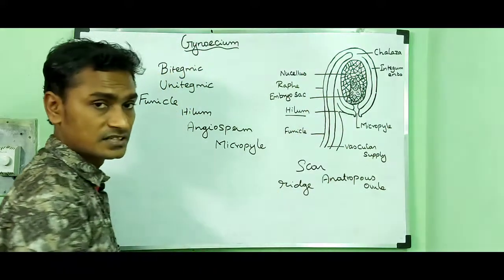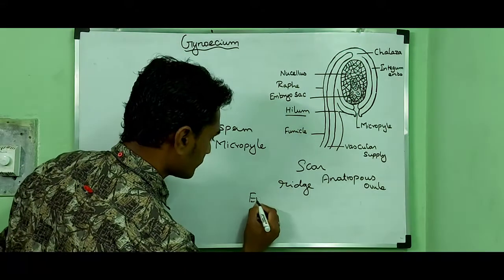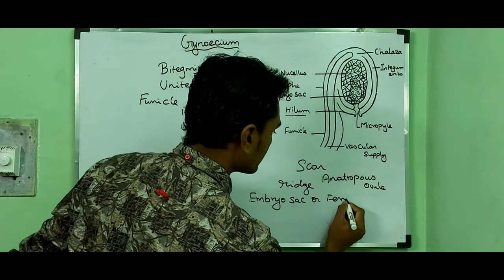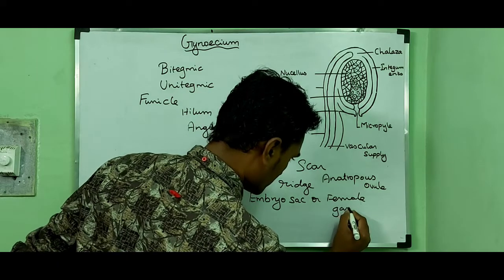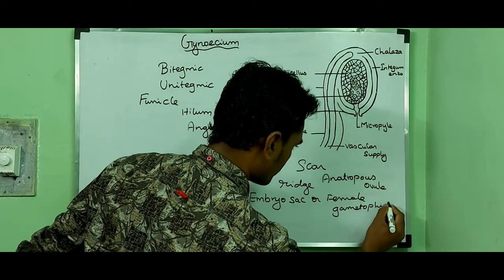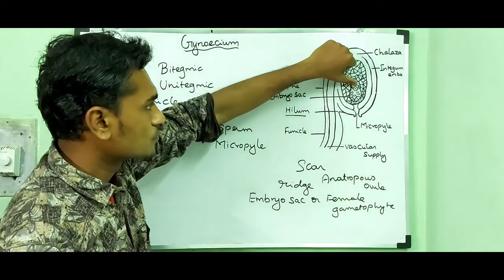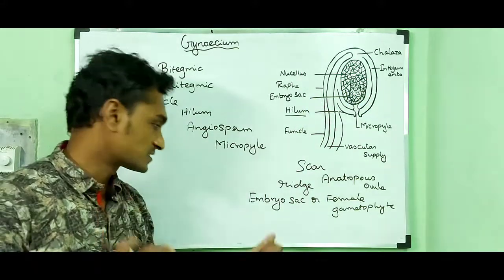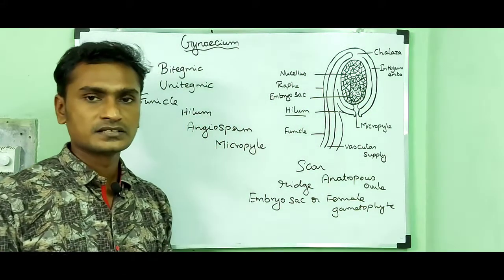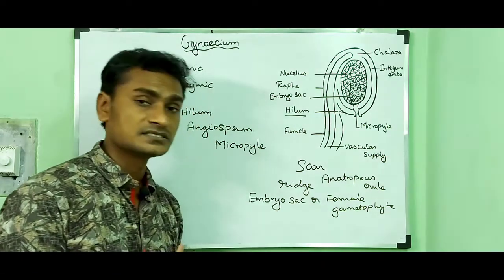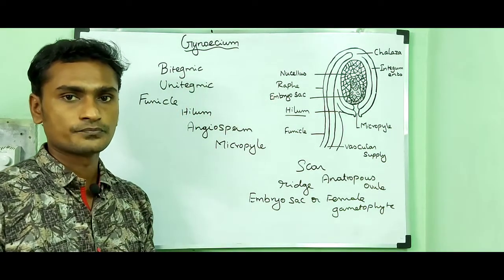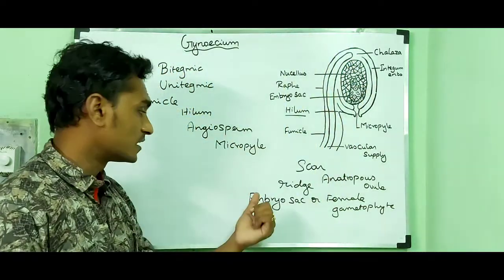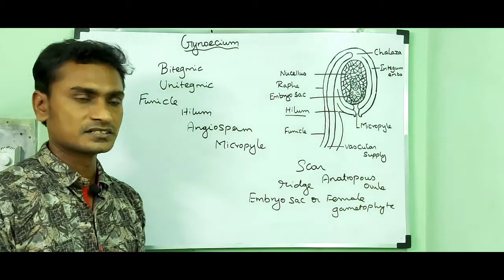Then a large oval, sac-like structure present inside the nucellus is called the embryo sac, or female gametophyte. This embryo sac is formed from the functional megaspore, and it is formed within the nucellus.